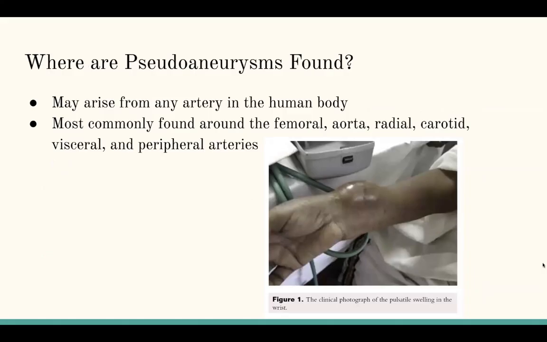Where are pseudoaneurysms found? They may arise from an artery anywhere in the human body, most commonly around the femoral, aorta, radial, carotid, visceral, and peripheral arteries.